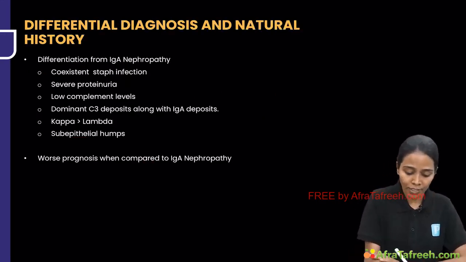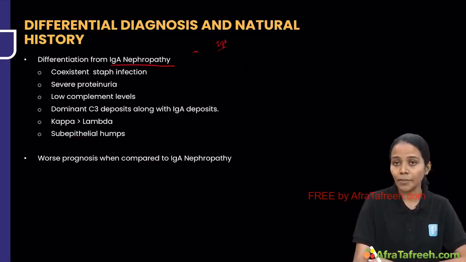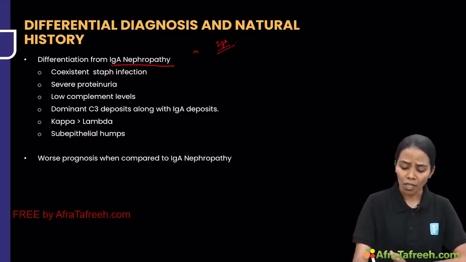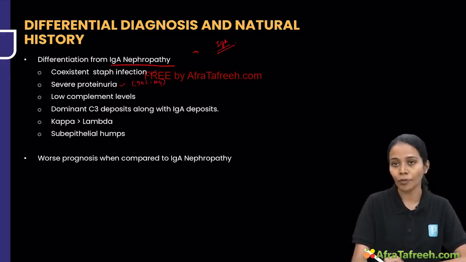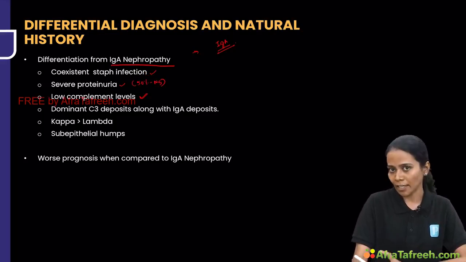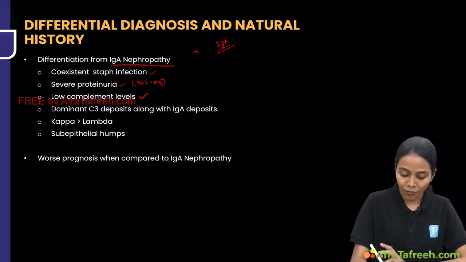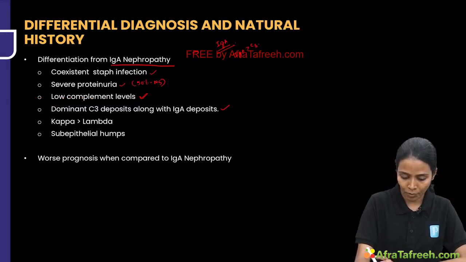Now, how to differentiate this from IgA nephropathy, which will also have IgA deposits in the mesangium? This is something we discussed in the chapter on IgA nephropathy also. In these patients, there is going to be coexistent staph infection. There's going to be severe proteinuria, that is, 50% are going to have nephrotic syndrome. And these patients are going to have low complement levels. Unlike in IgA nephropathy, they're going to have dominant C3 deposits along with IgA, whereas in IgA nephropathy, it's going to be more IgA deposits than C3 deposits.